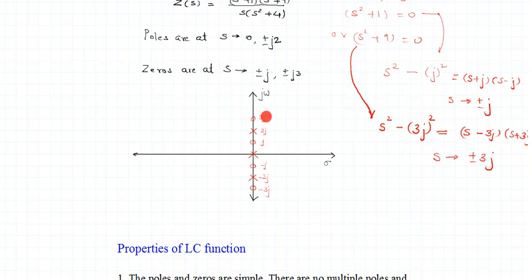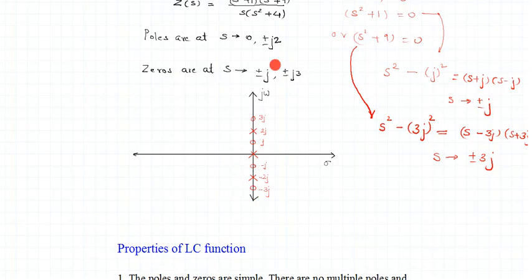This is the imaginary axis, right? So that's why they are lying on the imaginary axis. Where is my second set of zeros? Which is at plus minus 3j. So you could see here plus 3j is my first zero, minus 3j is my second zero. So this way we have plotted all the zeros.